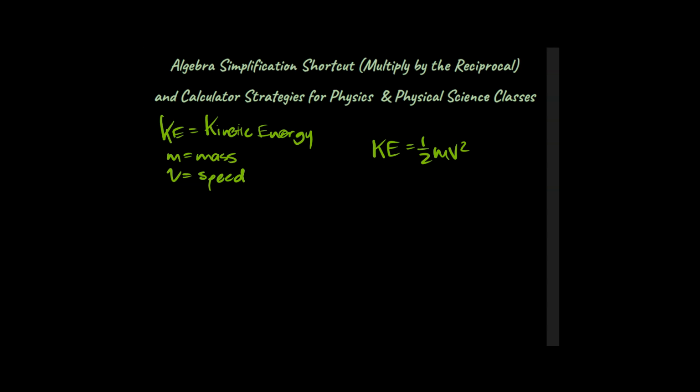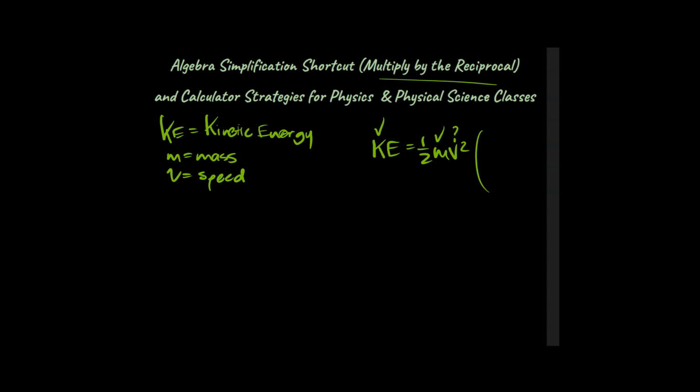This KE is kinetic energy, and let's say we have kinetic energy and we have mass, but we don't have speed in this equation. And so algebraically we're trying to solve for speed. What you can do to speed up the process, instead of doing it in multiple steps, you can isolate in one step, and that is multiply by the reciprocal of whatever you want to get rid of. So let me show you what I'm talking about.